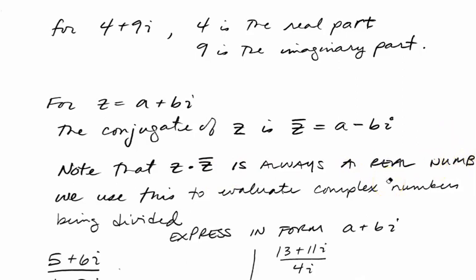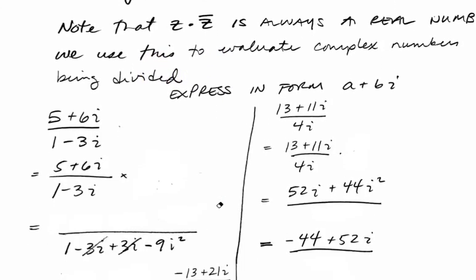We use this to evaluate complex numbers being divided by each other. Let's take a look over here on the left. We want to express this fraction in the form of a plus bi. We have an imaginary number in the denominator, so the way we're going to handle that is by multiplying top and bottom by the complex conjugate of that number. We're going to multiply top and bottom by 1 plus 3i.